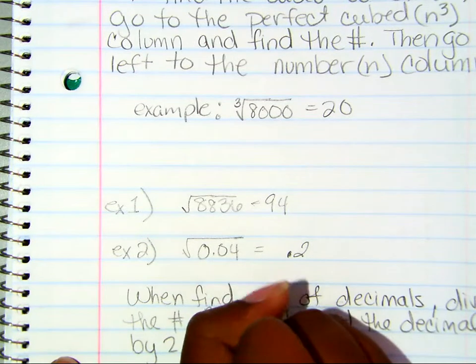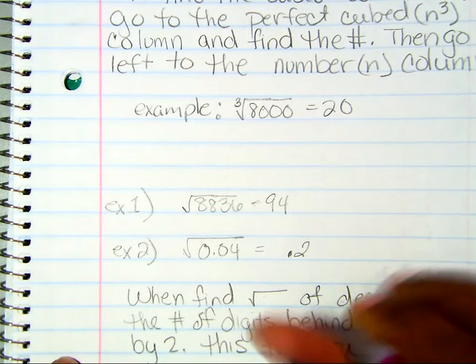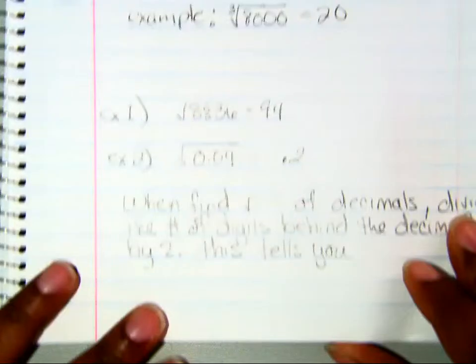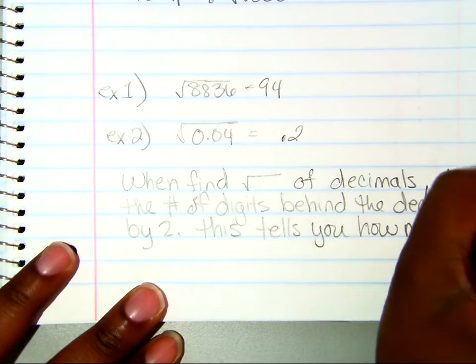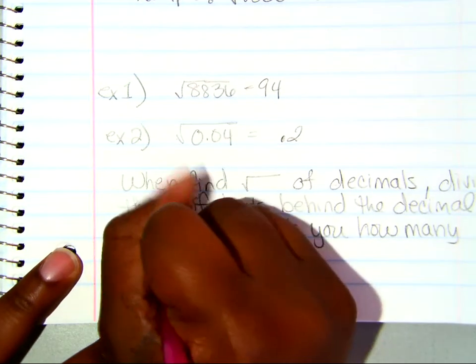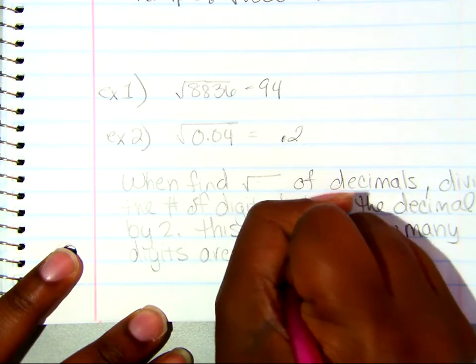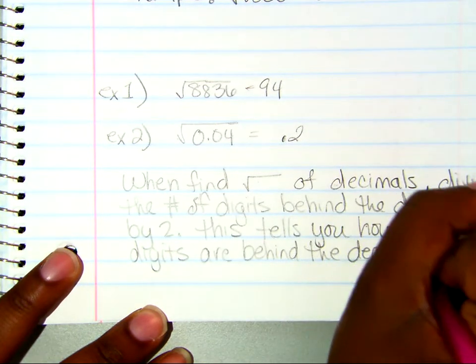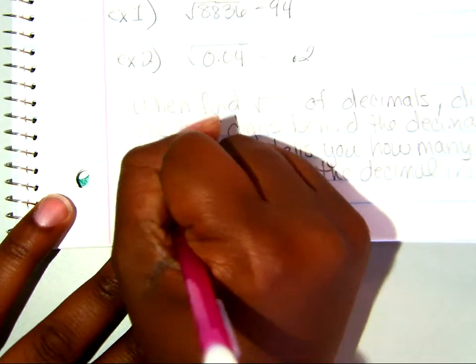This tells you how many digits are behind the decimal in your final answer.